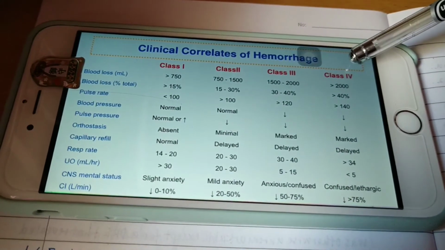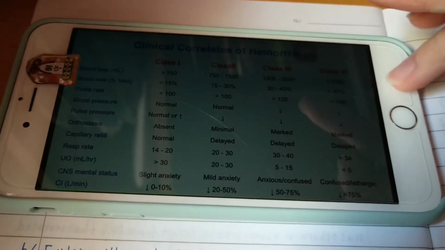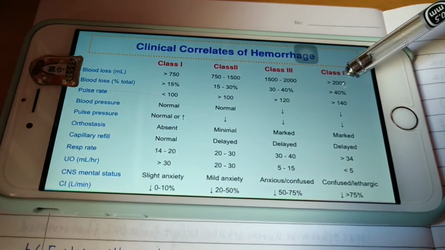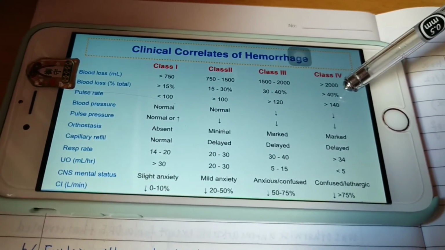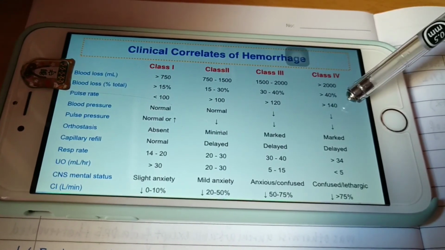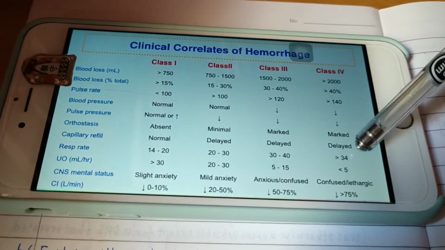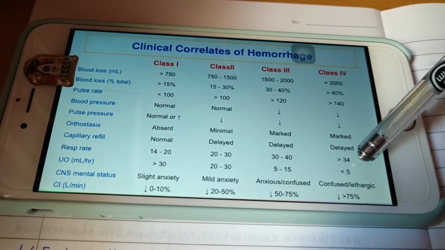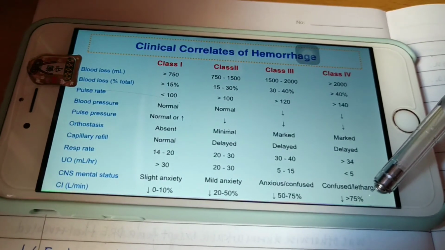For class 4, it is the most severe state of hypovolemic shock. So in class 4, the total blood loss would be more than 2,000 milliliter, which is 2 liter, and the blood loss is more than 40% of the total circulation, and the pulse rate will exceed 140. Blood pressure, pulse pressure will be low, and the capillary refill time will be delayed, and the respiratory rate will be much higher, and the patient may have altered mental status.